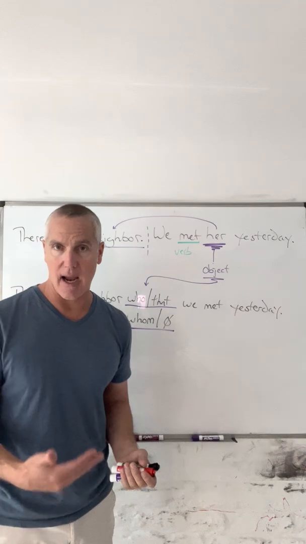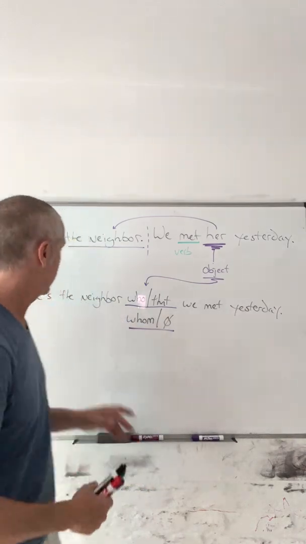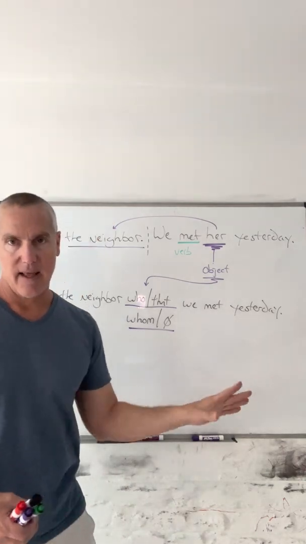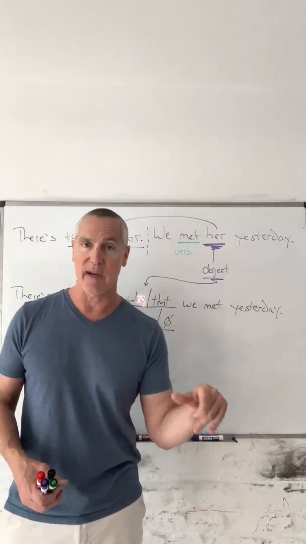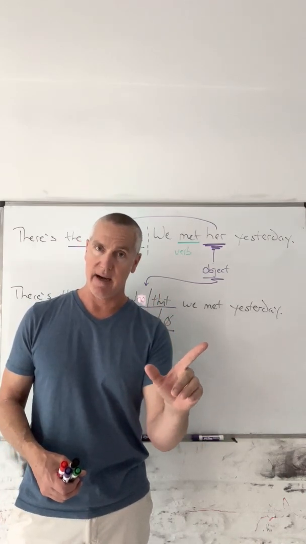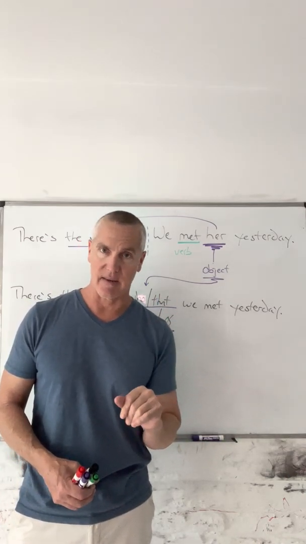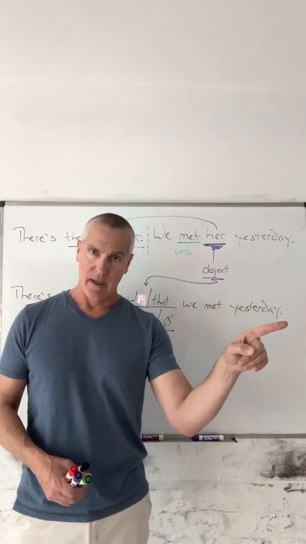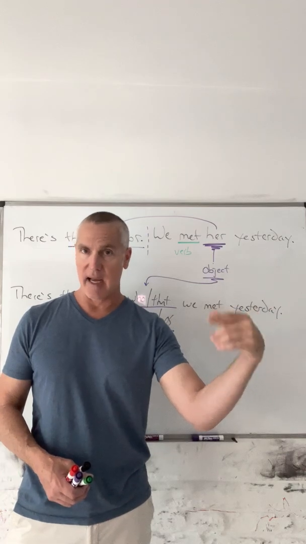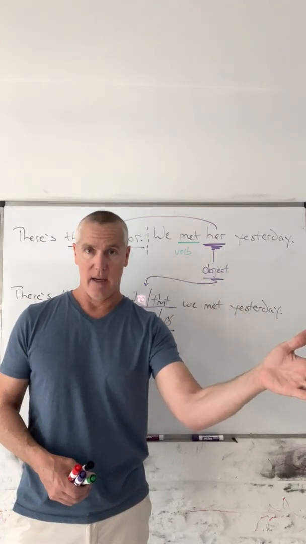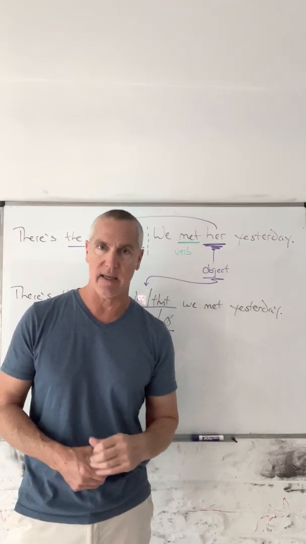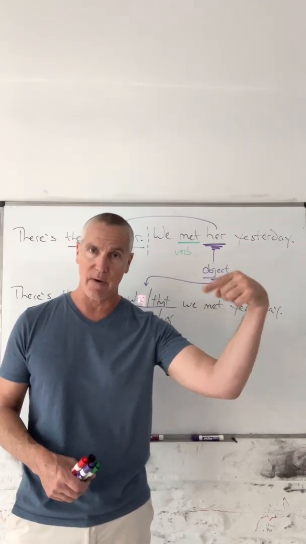So it is not correct to say this. There's the neighbor who we met her yesterday. That is even a more common error. Be careful with that. You cannot say something like this. Oh, look, there's the new car that I really like it. No, it. Especially it is a very, very common error. You cannot say this. Look, there's the new car that I really like it.